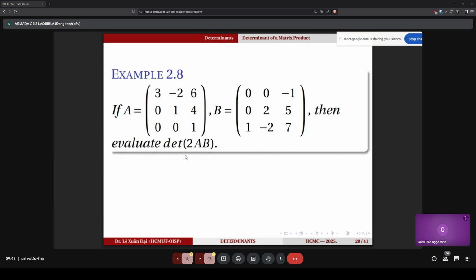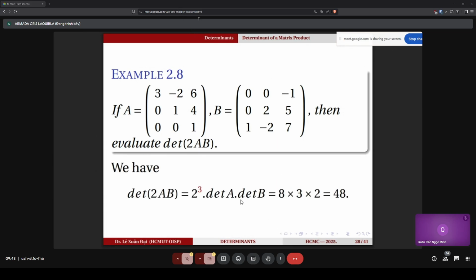We have determinant of 2AB. This is your A, this is your B there. So again, the formula is you raise the 2 there to the cube because these two matrices are 3 by 3 matrices. And you have the determinant of A times determinant of B. 2 cubed is 8. Now determinant of A here is 3. Then the determinant of B is 2.